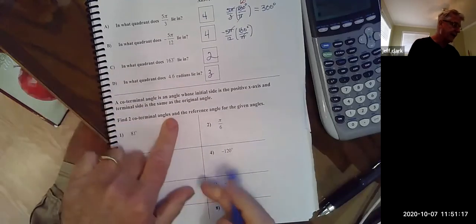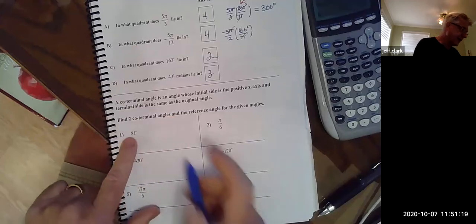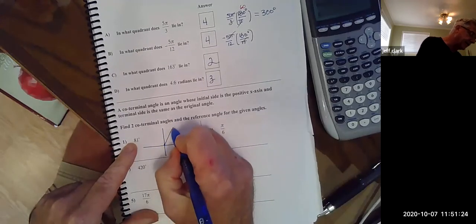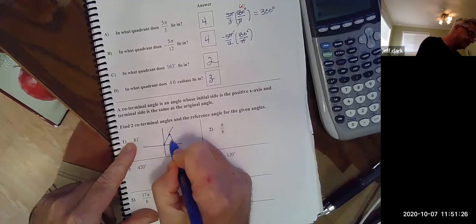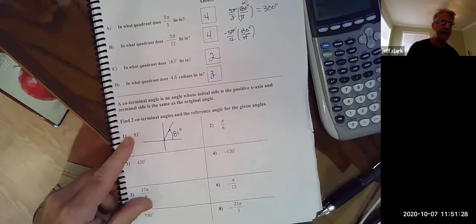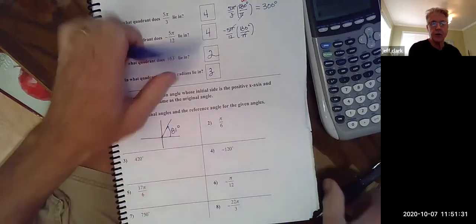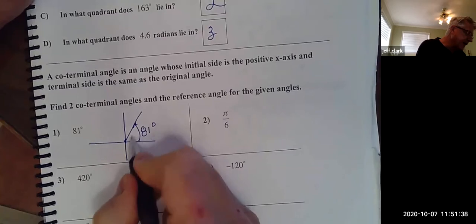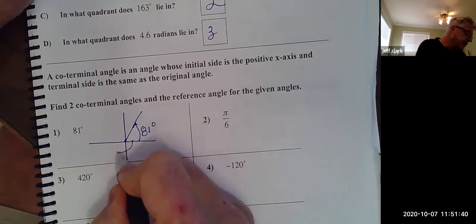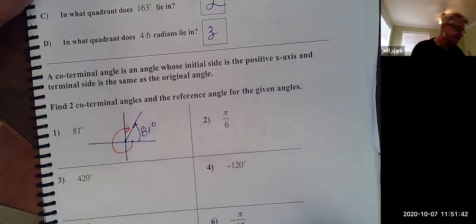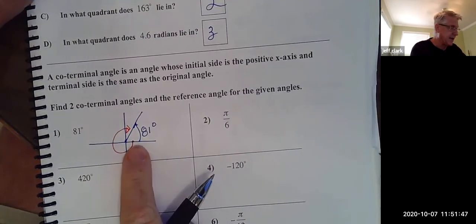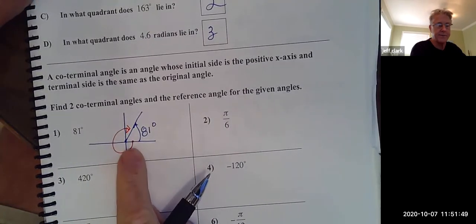Find two coterminal angles for this 81 degrees. 81 degrees is sitting right about there, and I'll do it in red so you can see this. To be coterminal, you just have to start at the same place and end right there. You could go this way. It starts at the same positive x-axis and ends right there at the terminal side. You just have to figure out what that is.